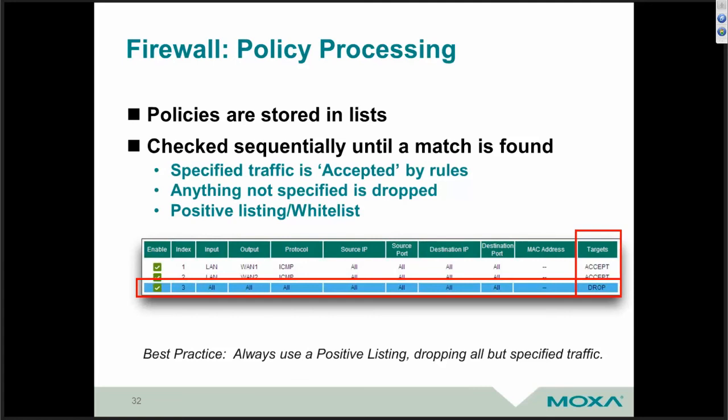So they refer to this as a positive listing or as a white listing. So as a best practice, always use a positive or white listing, dropping everything but the specified traffic. Therefore, you've got the best control over the traffic in your network.